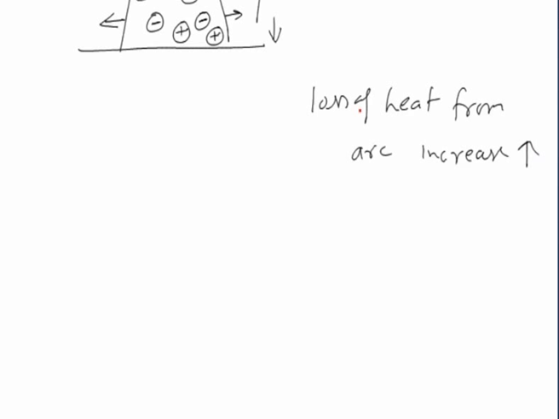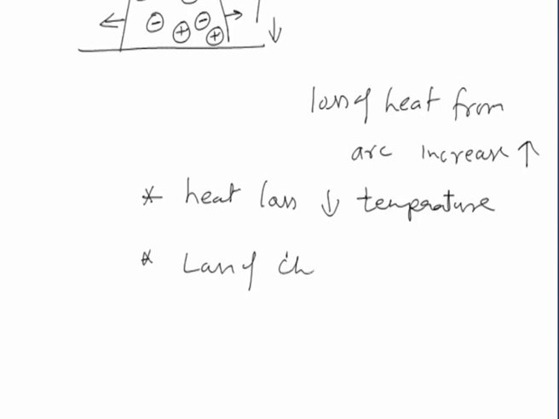So, this increased loss of heat decreases the temperature, and a decrease in temperature decreases the number of charged particles because of the reduced thermal decomposition possibilities, which contribute significantly to the generation of charged particles in the arc gap. So, there are basically two reasons: one is the heat loss, decreasing temperature, and the second one is the loss of charge particles from the surface of the arc.